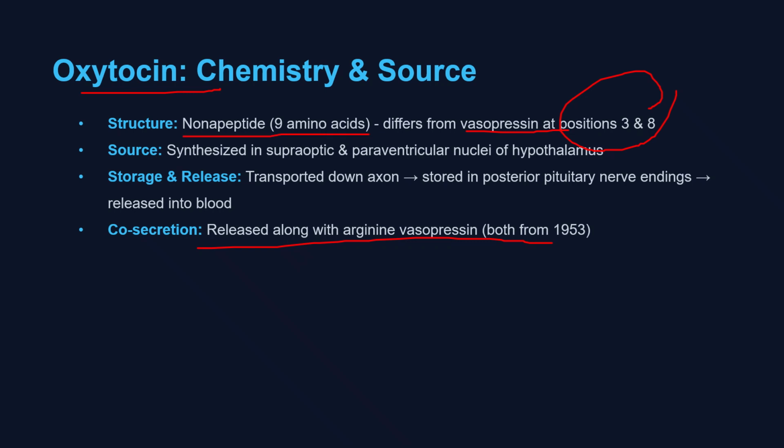Moving to the next, the source. Where is it synthesized? It is synthesized in the supraoptic and paraventricular nuclei of the hypothalamus. Only there is oxytocin synthesized, and after synthesis it is transported down the axon. After transportation it is stored in the posterior pituitary nerve endings, and then it is released into the blood. So this is the source, storage, and synthesis of oxytocin.